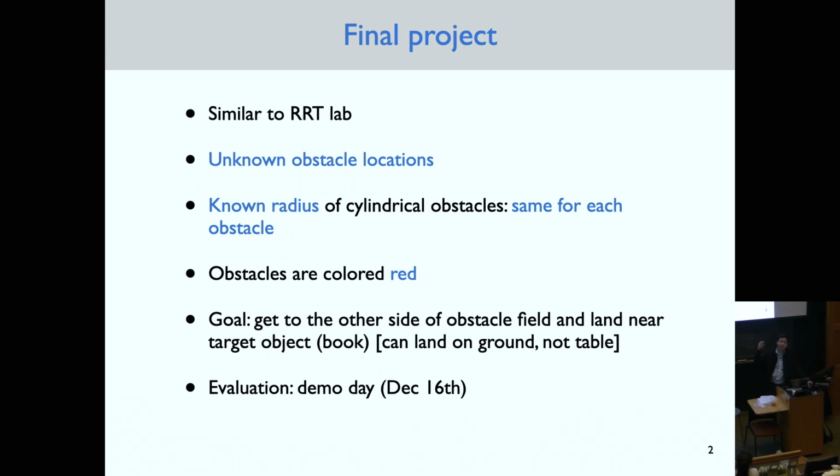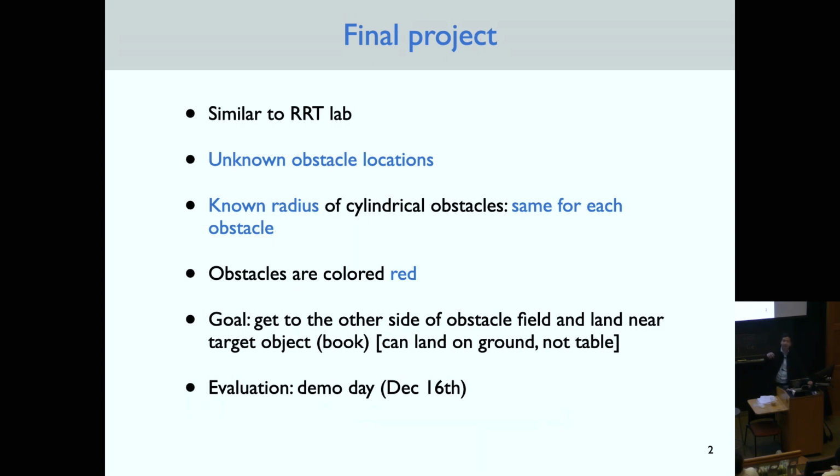And the goal is basically to get to the other side of the obstacle field and then land near some target object. So the target object is a book that you can bring. It can't be some ridiculous book that's massively large. So we have some rules on the book. It's basically just a normal book. You can make some modifications by changing the cover and so on, but yeah, just a regular book.